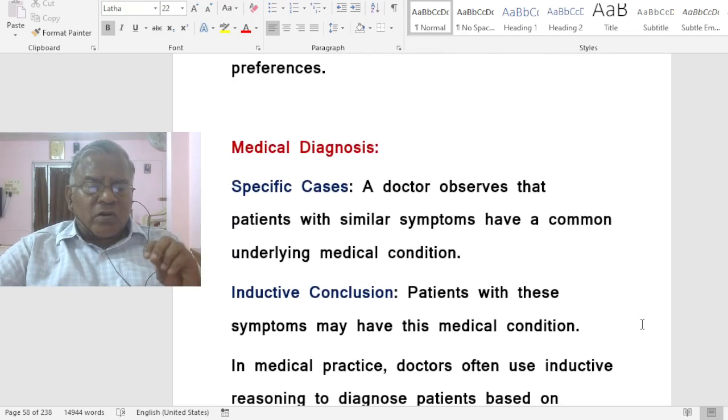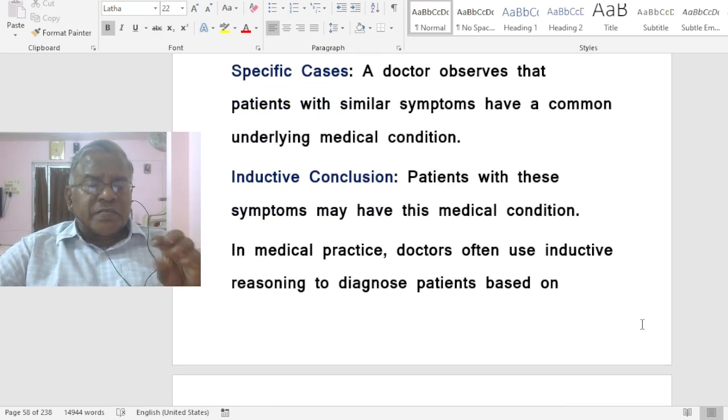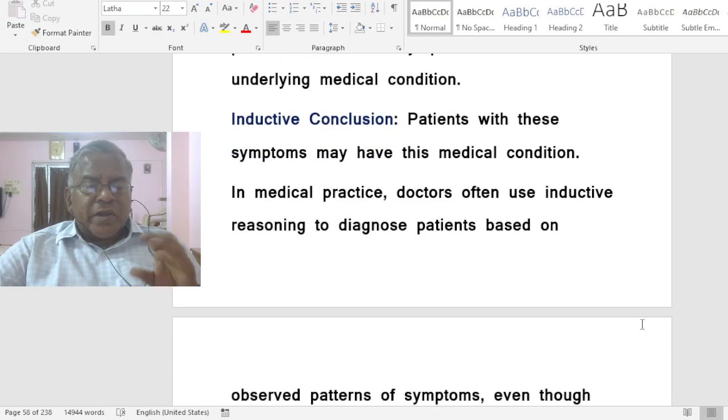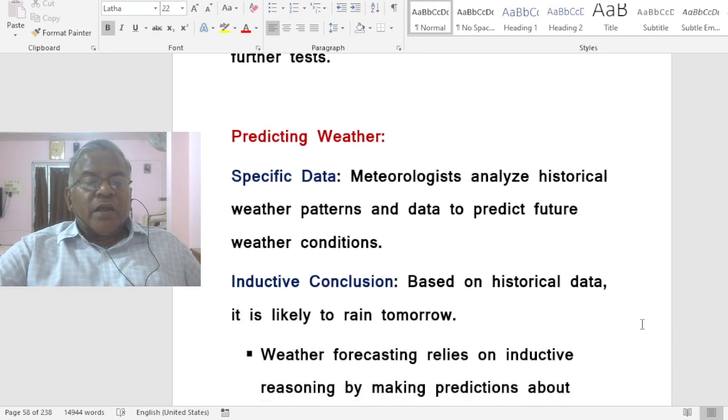Then medical diagnosis. Specific case: a doctor observes that patients with similar symptoms have a common underlying medical condition. What is the inductive conclusion? Patients with these symptoms may have this medical condition. In medical practice, doctors often use inductive reasoning to diagnose patients based on observed patterns of symptoms, even though that diagnosis is not certain until confirmed by further tests.